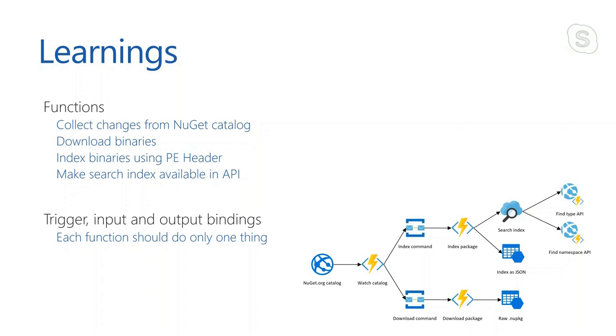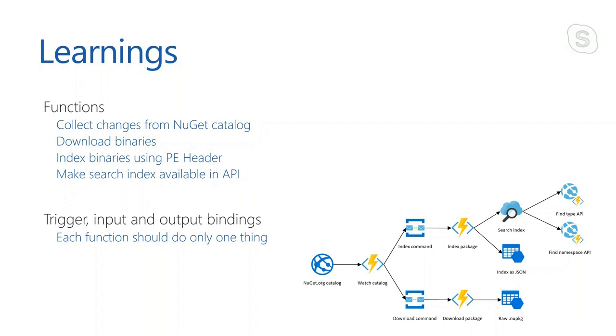So we have built all the functions that we want. We have one to collect changes from the catalog, one to download the binaries for later use if we need it, one to index the binaries into Azure Search, and one API function to make it available as an API. Every function should do one thing. We created a couple of bindings for that.